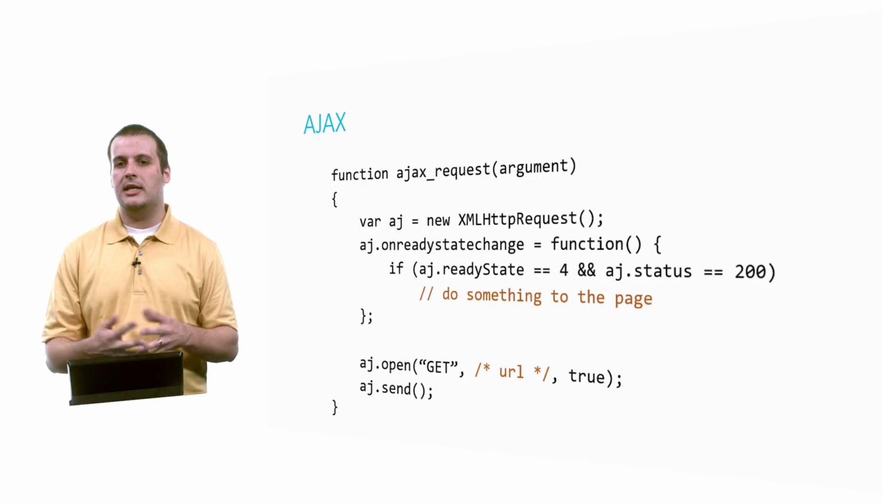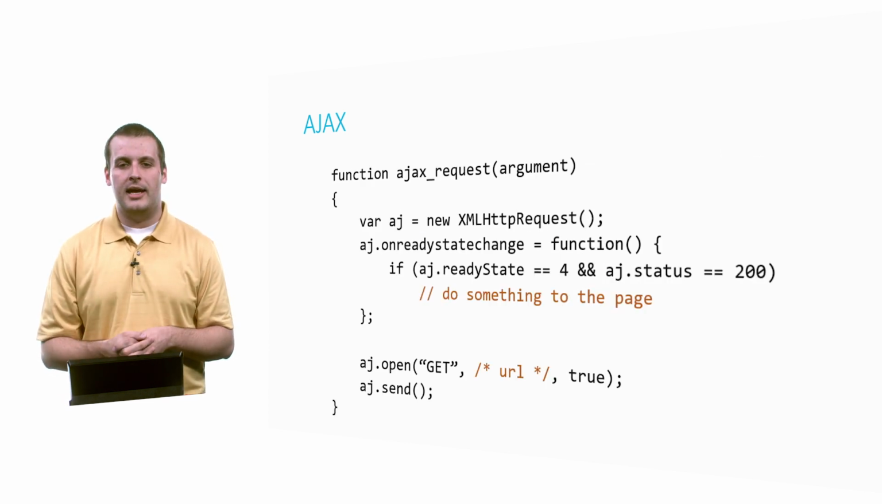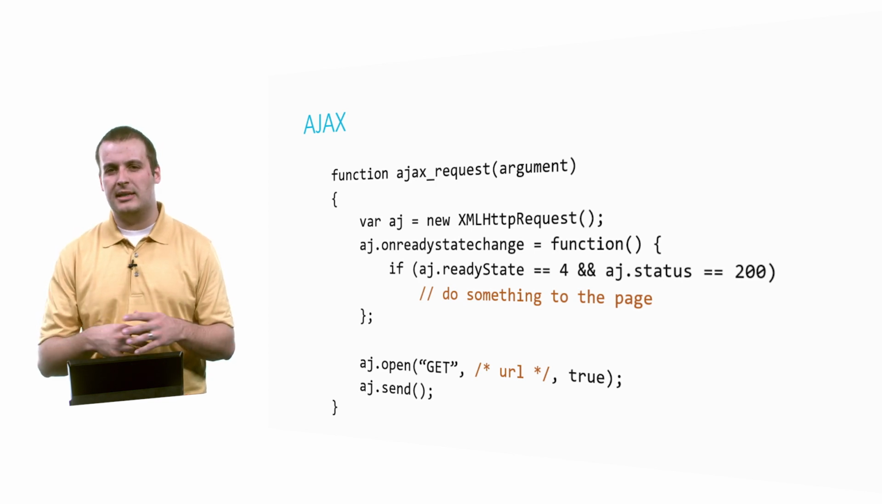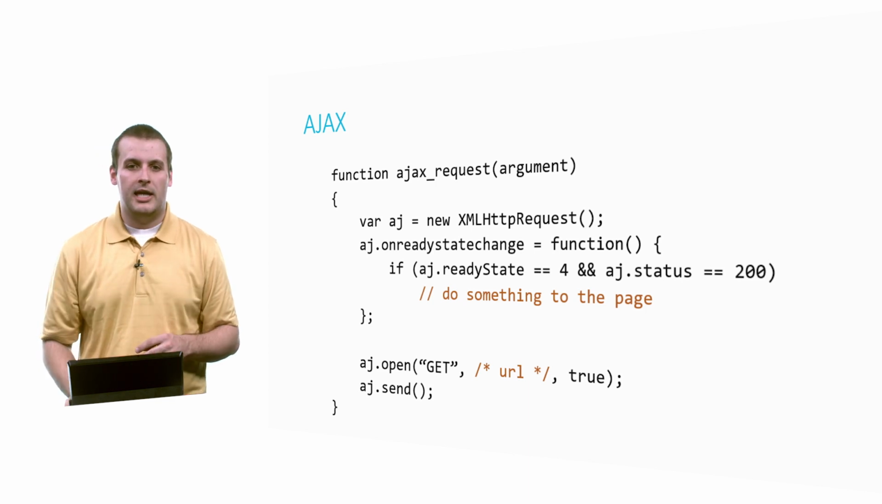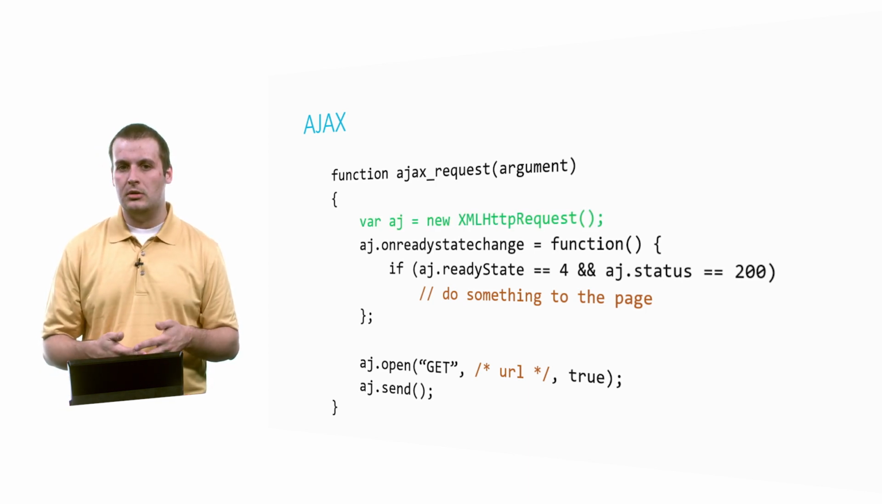So what does this maybe look like in context? Here's a function that deals with Ajax requests. I've arbitrarily said it accepts an argument, and this is a general skeleton here. At the very beginning, we get ourselves a new XMLHttpRequest object.